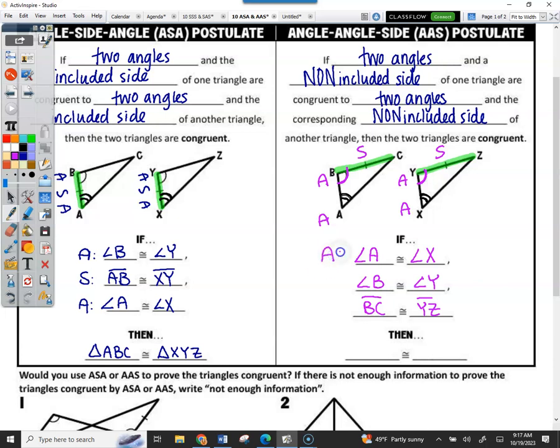This is an angle, and a side. So these two triangles are congruent by the shortcut, angle, angle, side.